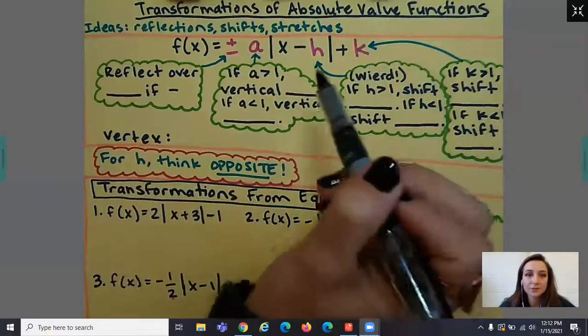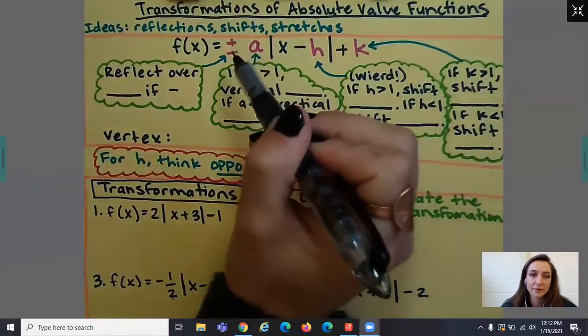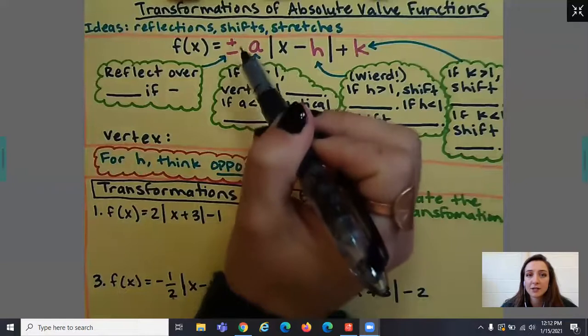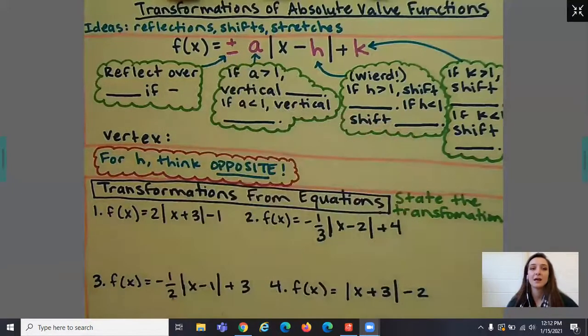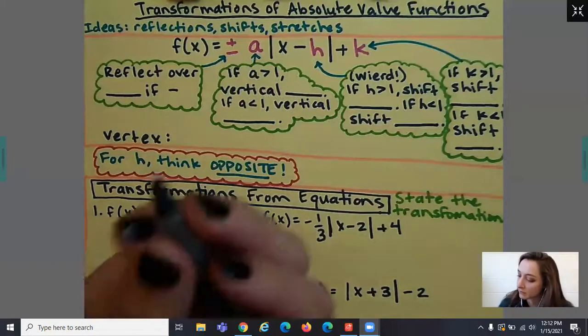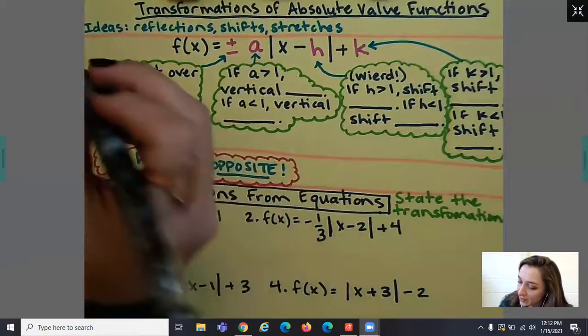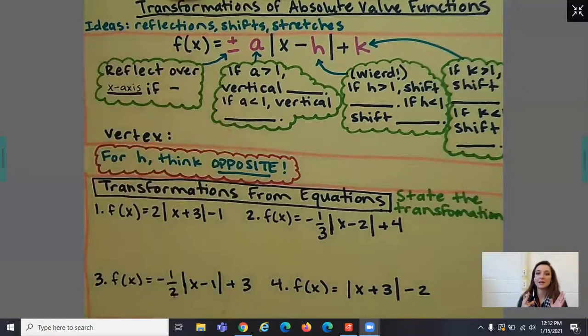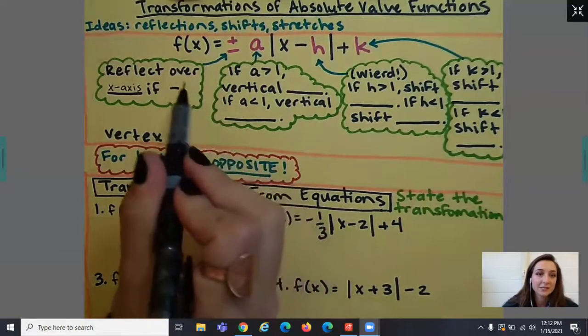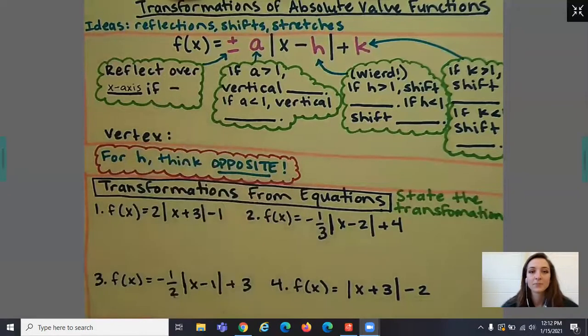So let's start off with the plus or minus at the very beginning. If there is a negative at the very beginning, that is going to mean to reflect over the x-axis, okay? And this is going to be true for any function at all. So if there's a negative out in the front, that means that you're going to reflect over the x-axis, okay? And that's if this value is negative. So that's what this is right here.